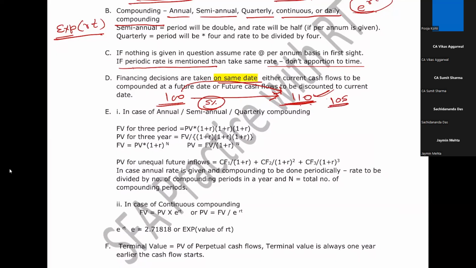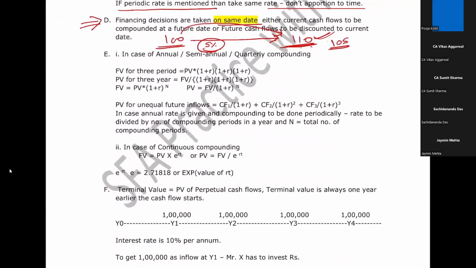So the idea is that in all financing decisions, whether it is capital budgeting, NPV, or options, wherever we use them, one thing we need to take care of is that we have to come to the same date to invest somewhere for the financing decision.